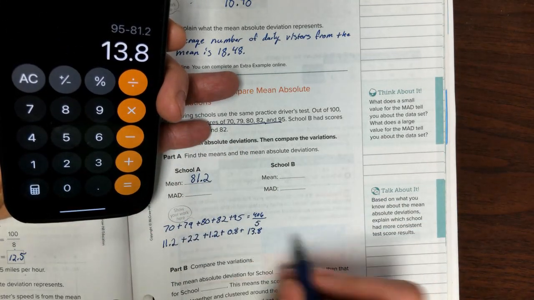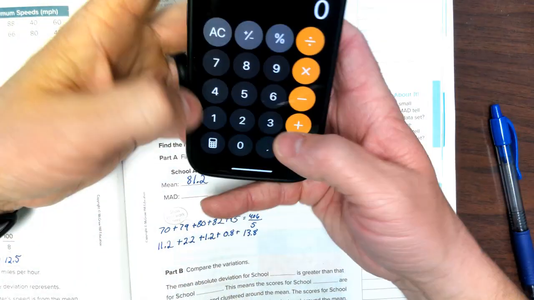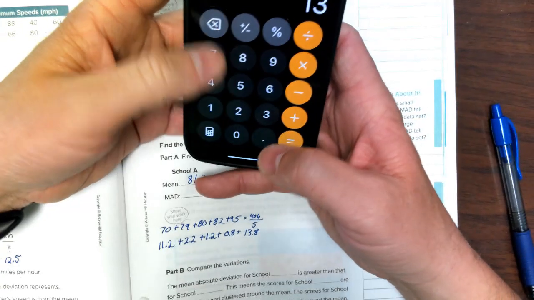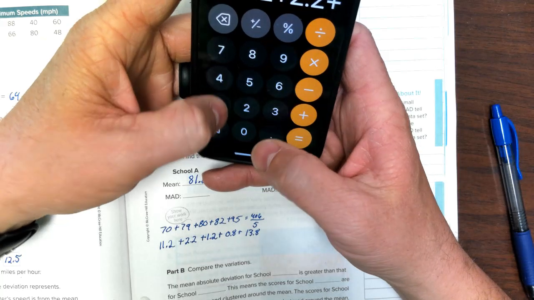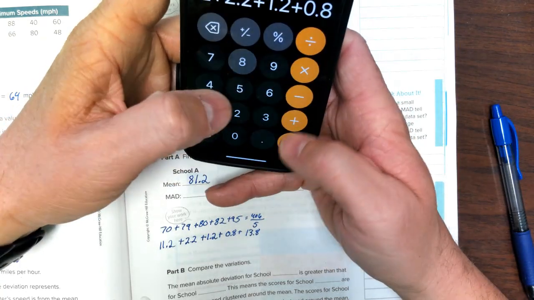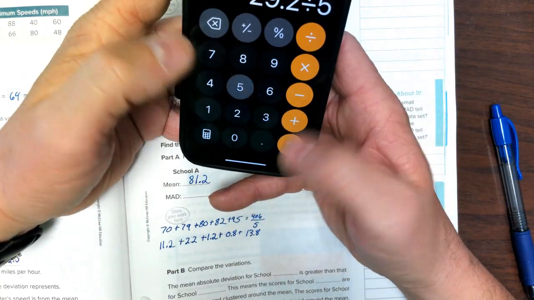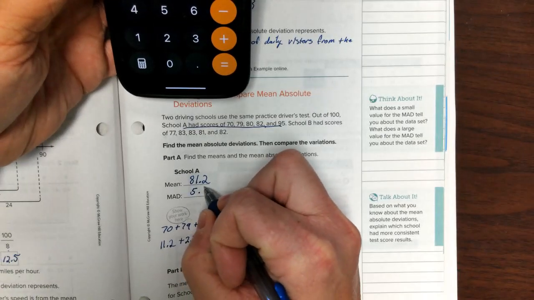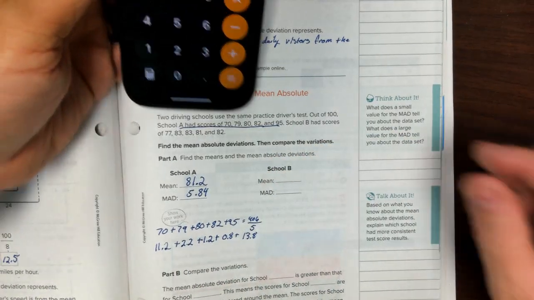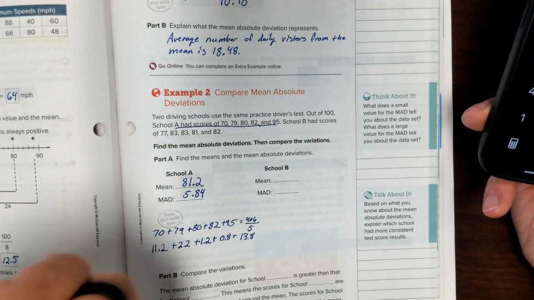We're going to add all that together and divide by 5. Okay, actually, let's start at the beginning. 11.2 plus 2.2 plus 1.2 plus 0.8 plus 13.8 divided by 5. So they have a mean absolute deviation of 5.84. Okay. Whew, a lot of work, I know. Just a lot of adding and dividing. That's all it is.